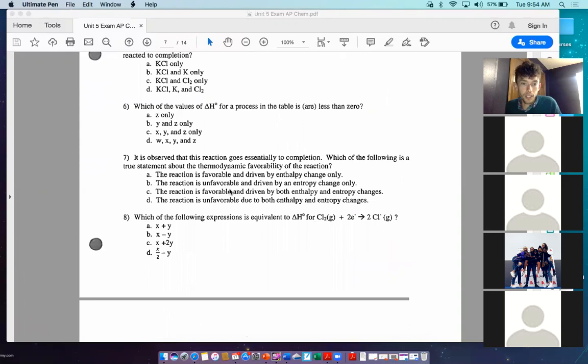All right, question 7. It's observed that this reaction goes essentially to completion. Which of the following is a true statement about the thermodynamic favorability of the reaction? Well, first of all, it tells us the reaction happens. So we know the reaction is favorable. So A and C have to be our options. In other words, we can get rid of B and D because those are crappy.